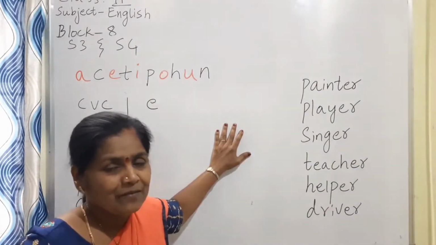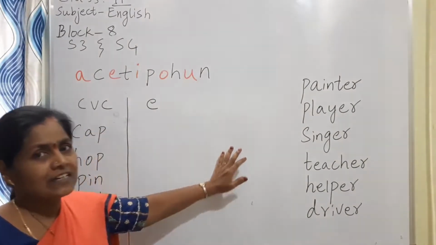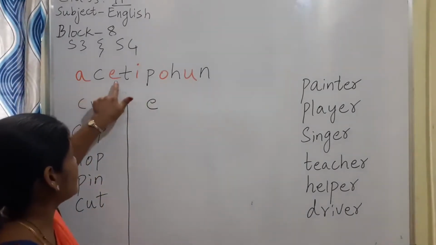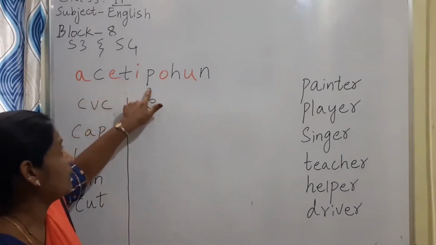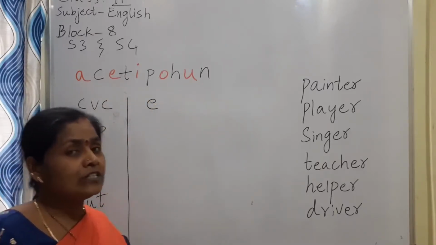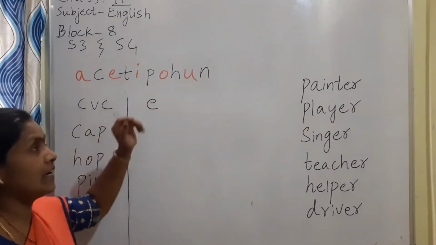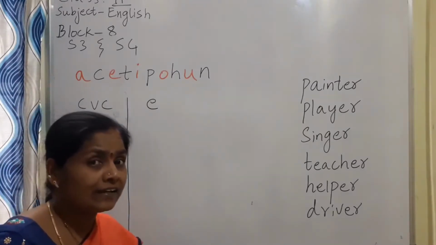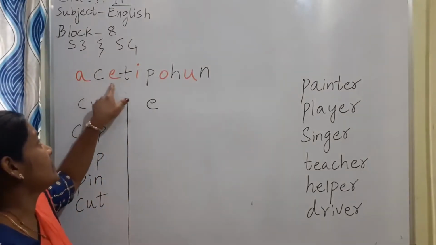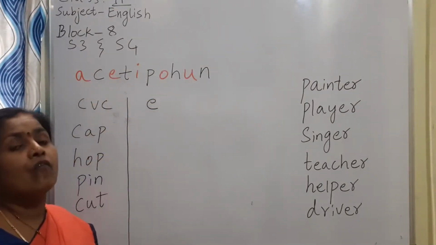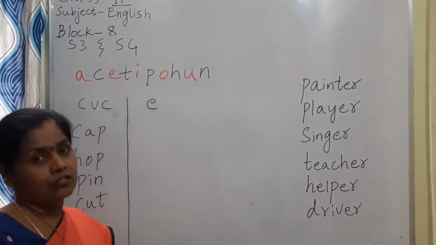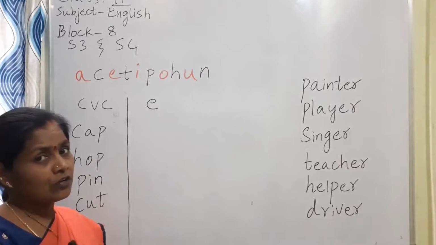Let us play a game with our letter cards. What are the letter cards you have to keep with you? These are the letter cards: A, C, E, T, I, P, O, H, U, N. Now can you distinguish why some letters are in red color and why some letters are in black color? Yes, you are right. The letters which are in red color are the vowels, and the remaining letters are the consonants.